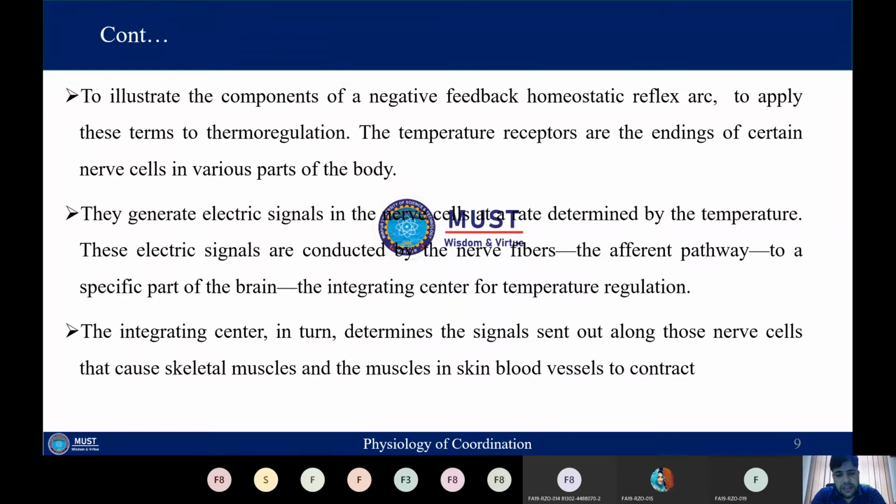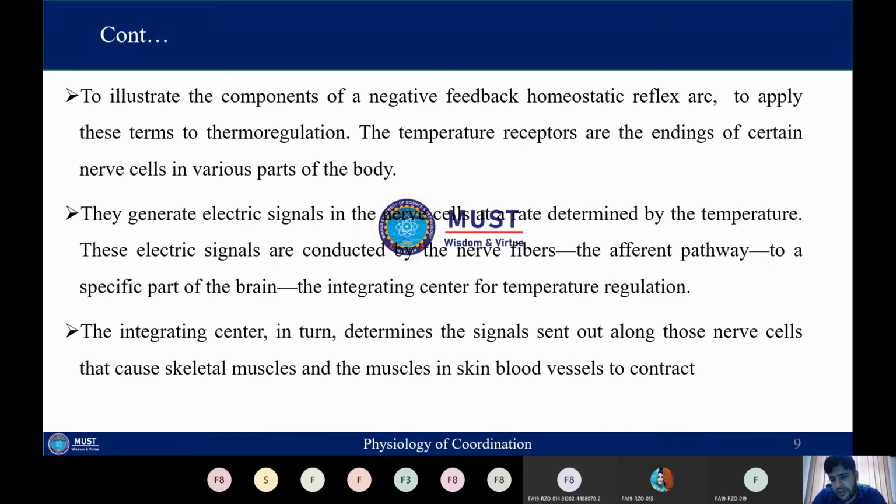So these electrical signals are conducted by the nerve fibers, which are called afferent neurons, and the pathway will be called the afferent pathway. Those signals will be relayed to the specific part of the brain, the thermoregulatory part of the brain, where the integration of that information will be carried out. The integrating center, or the temperature regulating center, which is present in our brain, will in turn send out the signal along nerve cells, and those nerve cells in that specific case will be called efferent neurons.